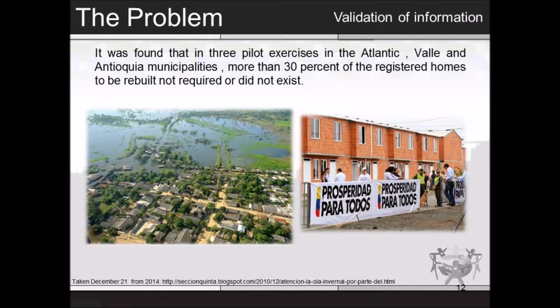The last problem is the validation of the information. The picture you see is one of the three pilot exercises in the Atlantic, Valle, and Antioquia municipalities. They found that 30% of the registered homes to be rebuilt did not require it or did not exist. But at the end, everyone got a new house, and if you see in the picture, there are some properties that are completely flooded and ones that are not.